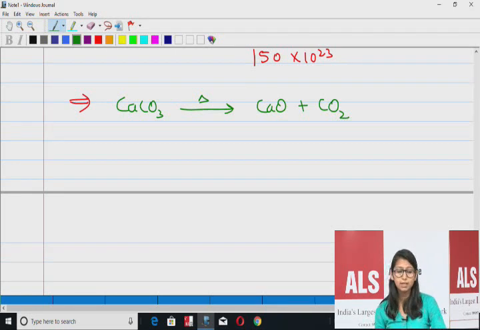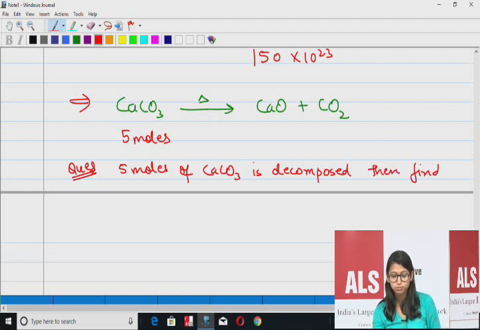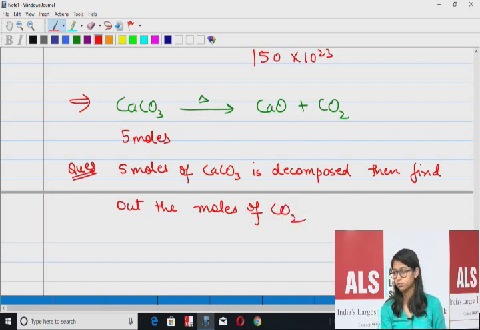Now, many times in the question they will give you that, let's say, 5 moles of CaCO3 is being burnt. I'm writing the question also. Everyone just write it down. I have written the equation: 5 moles of calcium carbonate is decomposed. Decomposed means you are heating it. Then find out the moles of CO2. Any idea, anyone, how to do that?